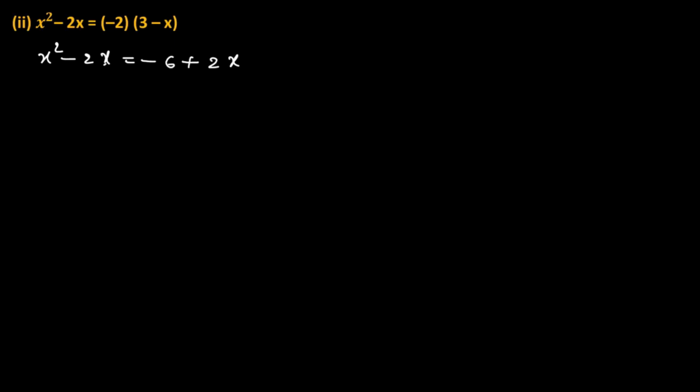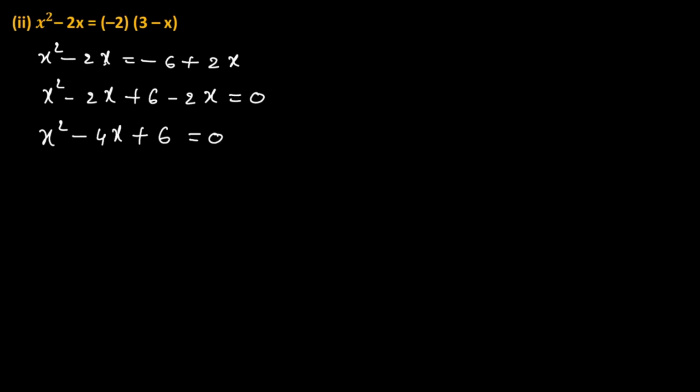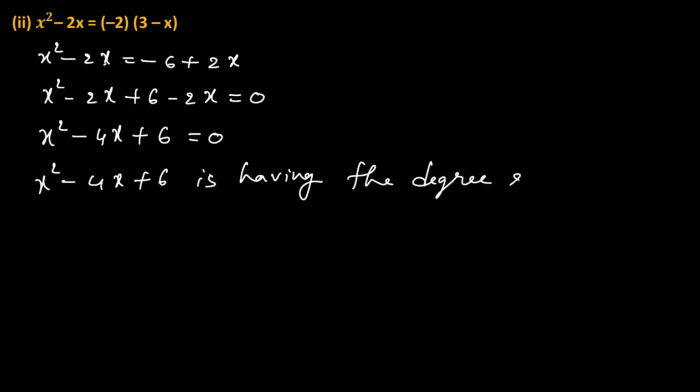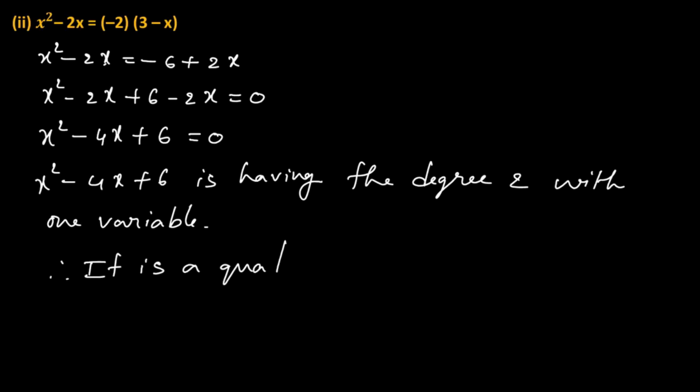Take all the right hand terms to left hand side. So it will become x square minus 2x plus 6 minus 2x is equal to 0. x square, minus 2 plus minus 2 is minus 4x, plus 6. So here you are seeing the perfect ax square plus bx plus c is equal to 0, a perfect quadratic equation. And the condition is x square minus 4x plus 6 has the degree, which is nothing but the highest power, degree 2 with one variable. The variable is x. Therefore, it is a quadratic equation.